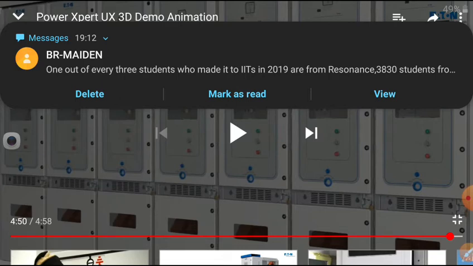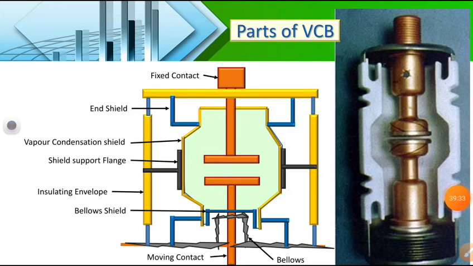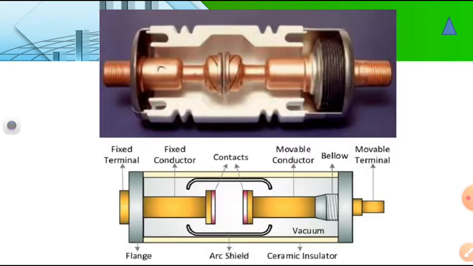Now let us come to our topic. Now we have seen the interrupter chamber with mechanism, with interlocking system. Everything is going to protect our electrical equipment and circuits as well as the operators also. Now if you see what the construction of this vacuum circuit breaker is, you can see it.